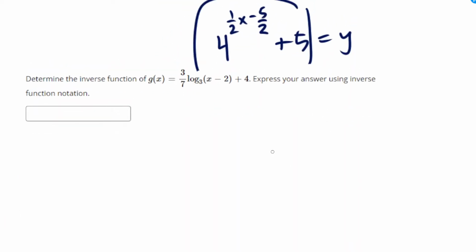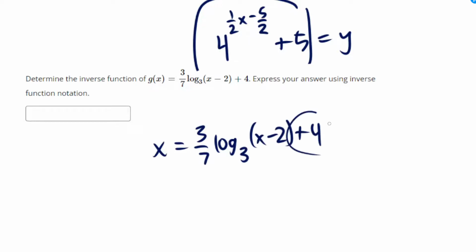Determine the inverse function of g of x equals 3 over 7 log base 3 of (x minus 2) plus 4. Again, these parentheses are important. We're going to switch the x and the y. X equals 3 over 7 log base 3 of (y minus 2) plus 4.